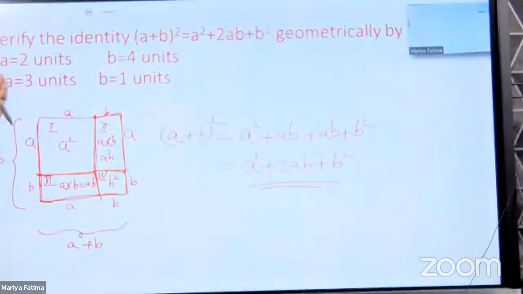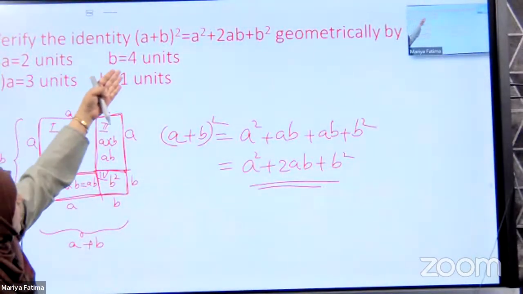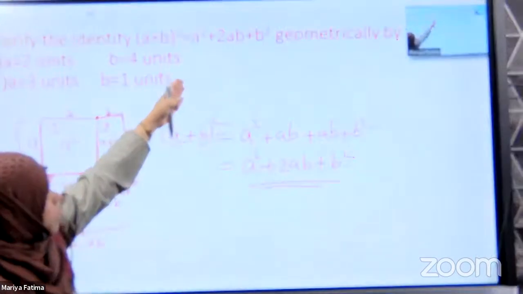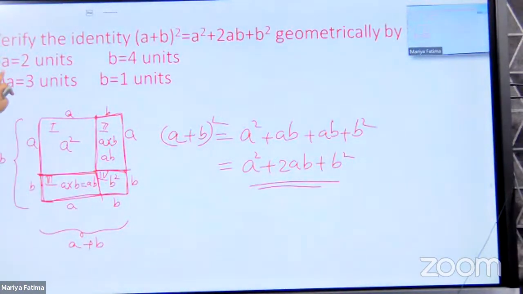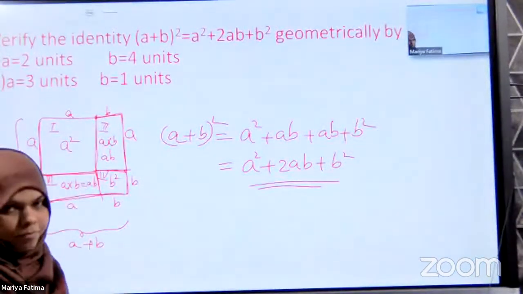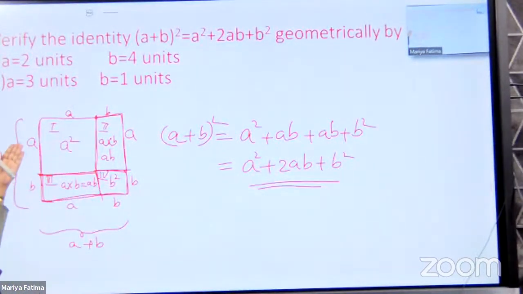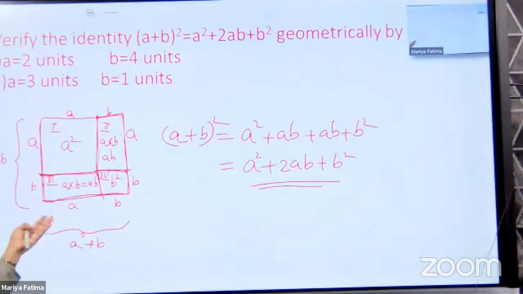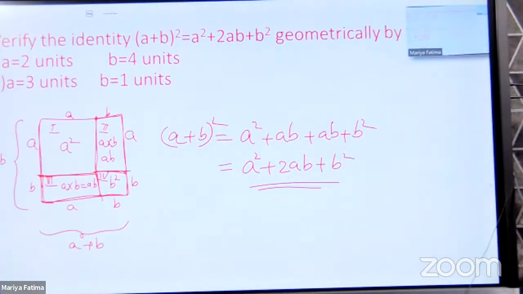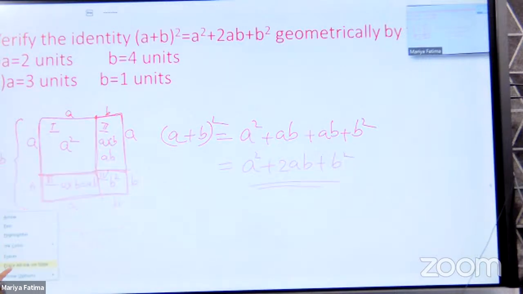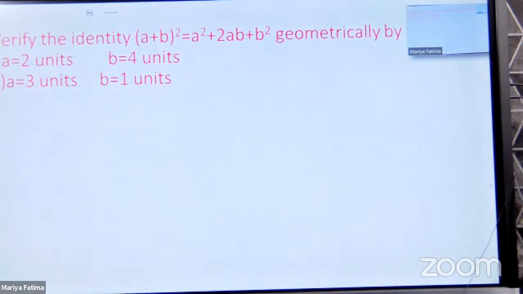Now we have to use this identity and we have to solve this question. So like this, questions will be given to you. Verify the identity A plus B whole square is equal to A square plus 2AB plus B square geometrically if A value is 2 and B value is 4. So how to do this? Yes, you can take A value as 2 and B value as 4, and you can prove that. See, let's see how to do this question. Okay, first question.